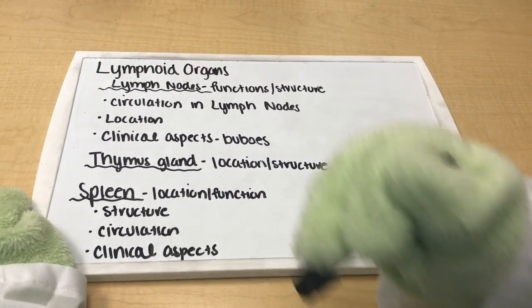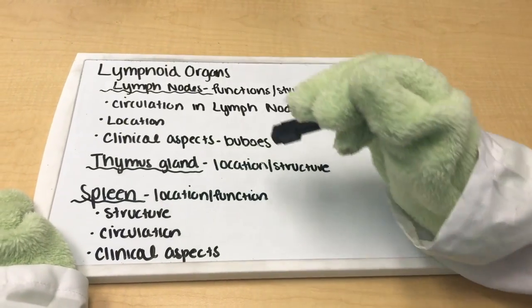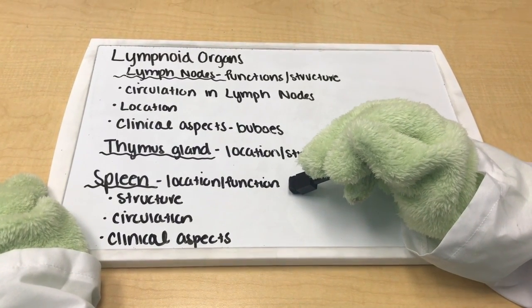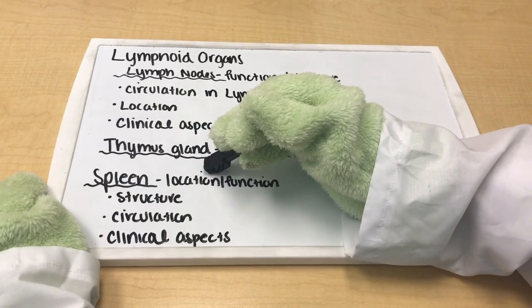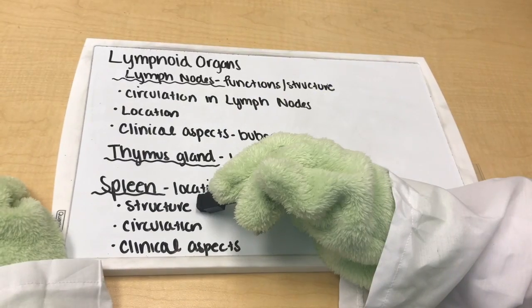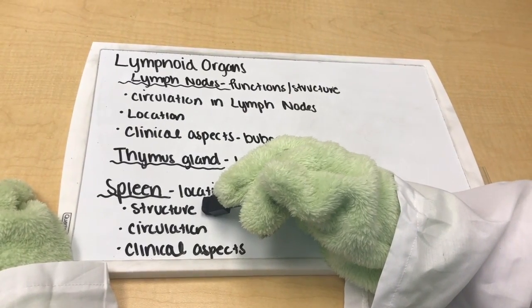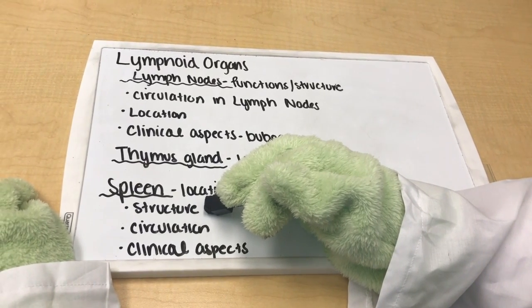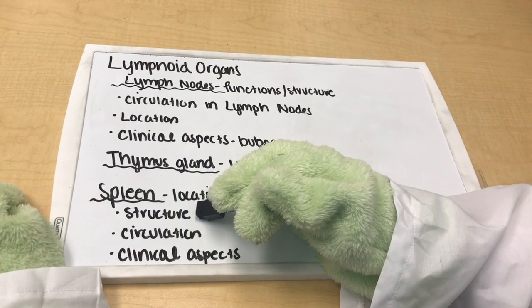The third and final lymphoid organ is the spleen. It is also the largest of the three lymphoid organs. Its location is on the left side, under the diaphragm. The structure of the spleen includes a capsule, hilus, white pulp, and red pulp.